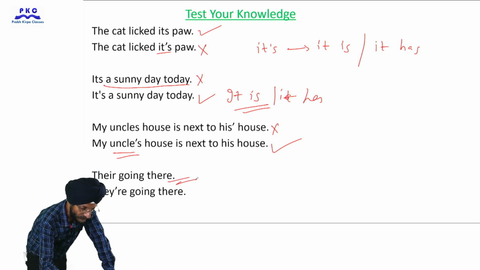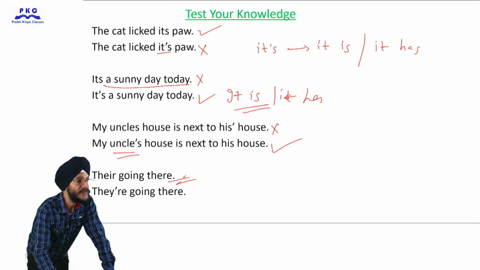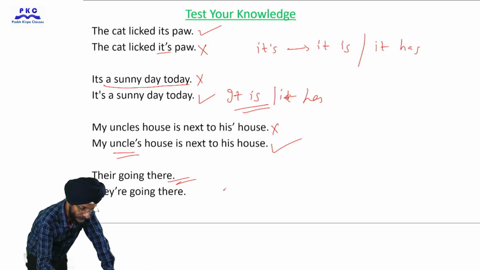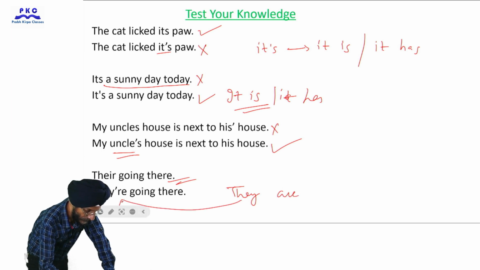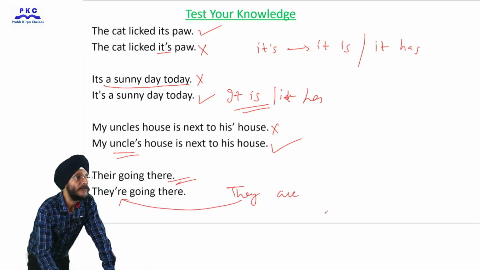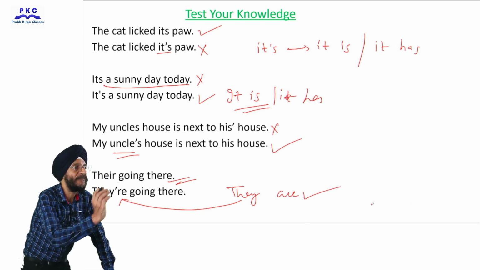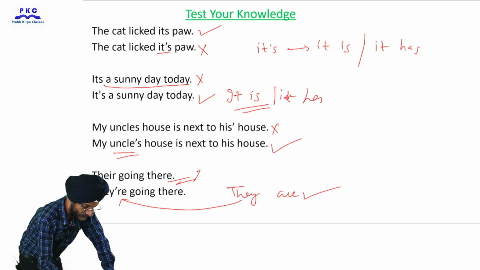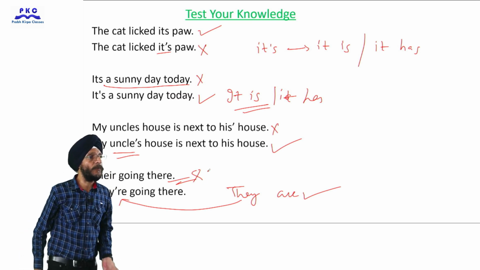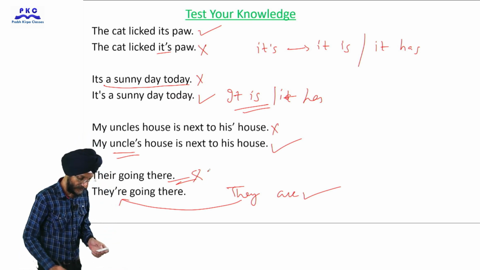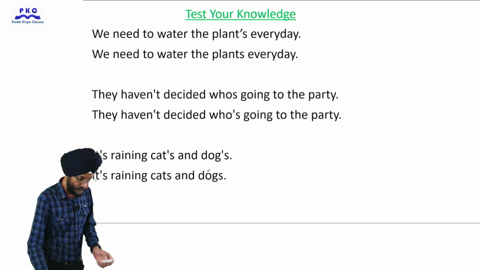They are going there. The other is they're going there. They are. So it is correct. They're going there. The contraction is proper by way of use of the apostrophe. The sentence is not proper here. First, their going there is not proper.